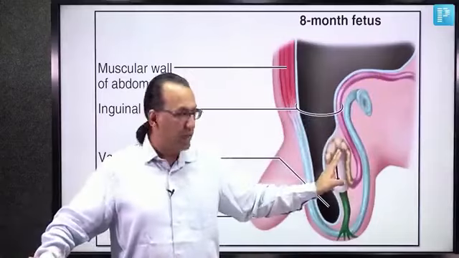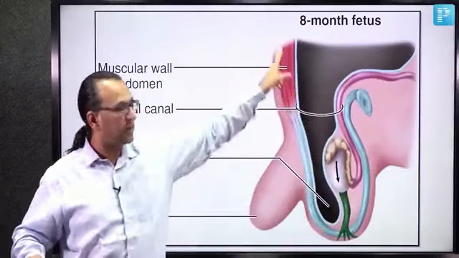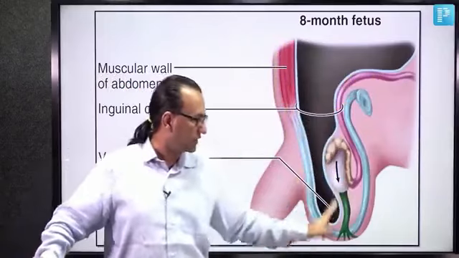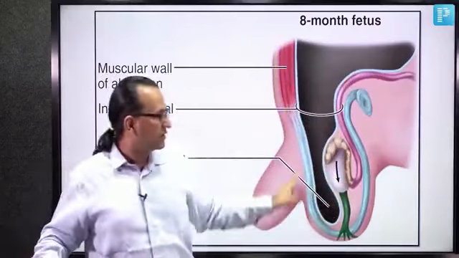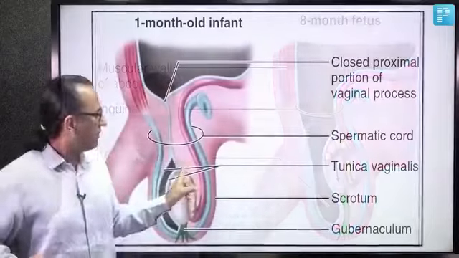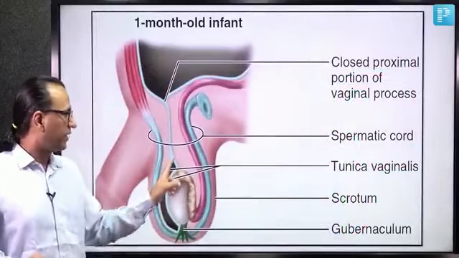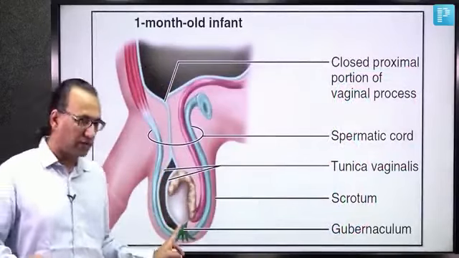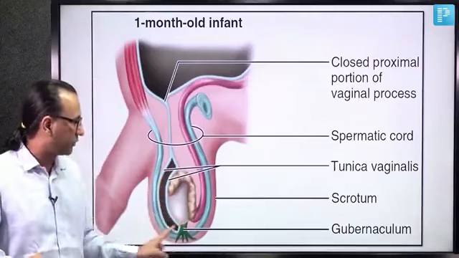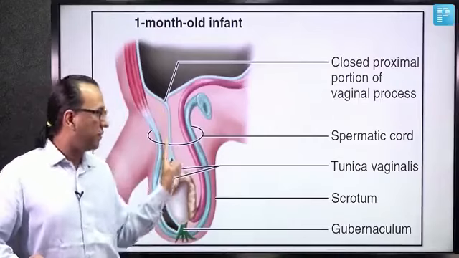As the testis is being pulled into the pelvis and the scrotum, it will bring some of the abdominal wall muscles along with it, which we have to discuss, giving us the covering of the scrotum as well as the spermatic cord there. So finally, when the testis has reached the scrotum, it will be covered by a double fold of peritoneum, which is called the tunica vaginalis, which is a remnant of the processus vaginalis. Actually, the processus vaginalis is obliterated.